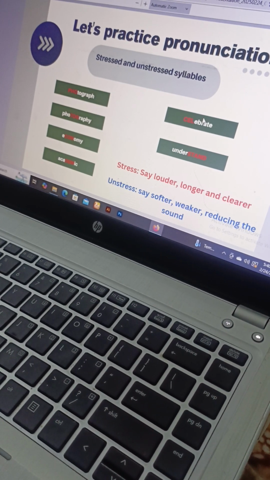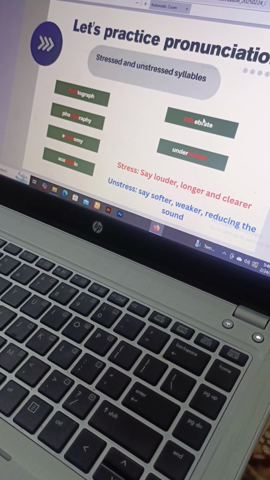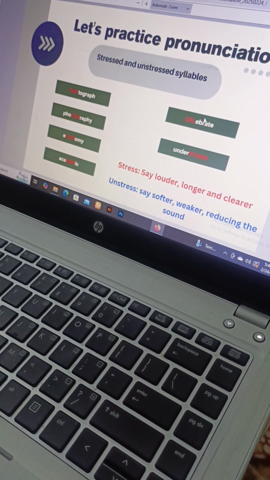So in today's session, regarding pronunciation, the element that we're going to talk about is the stressed and unstressed syllables. When pronouncing a word, you should know where to apply stress and where to unstress it. That would make your pronunciation correct.